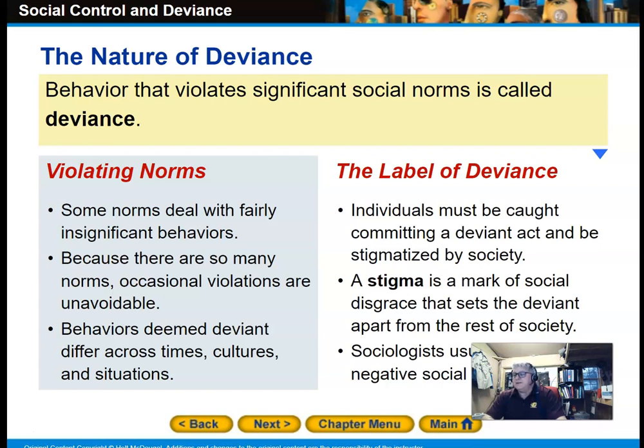The label of deviance: individuals must be caught committing a deviant act and be stigmatized by society. A stigma is a mark of social disgrace that sets the deviant apart from the rest of the society, sort of like the Scarlet A, for those of you who have read The Scarlet Letter. Sociologists usually refer to the negative social reactions that people receive.